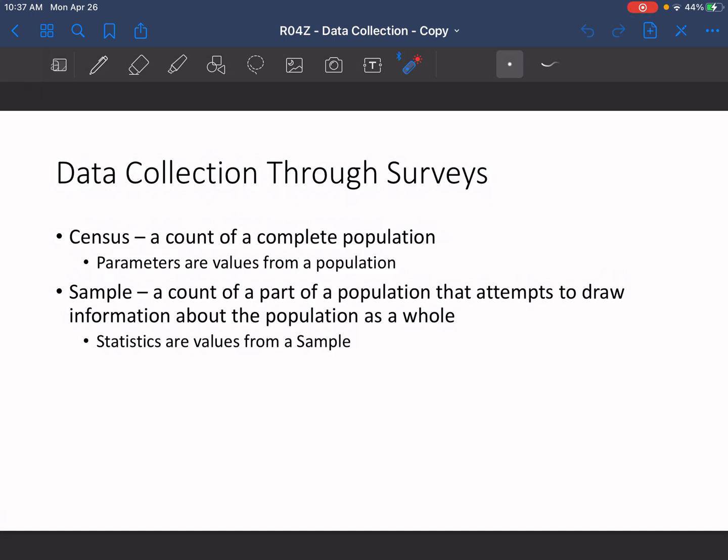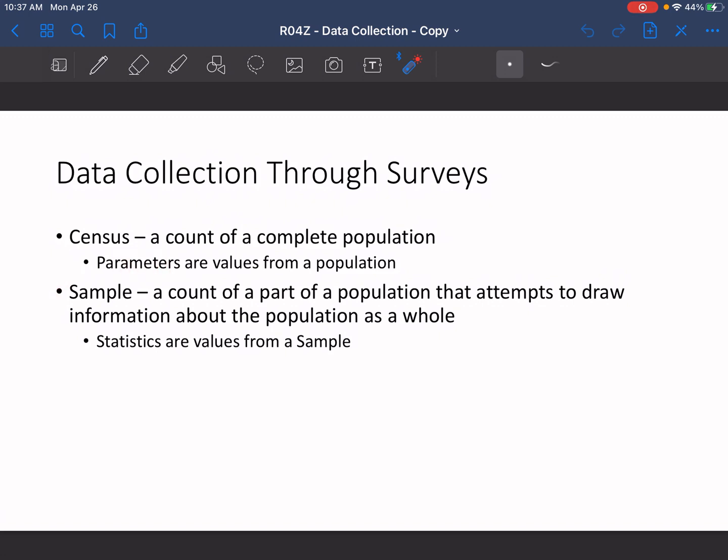The first would be through a census, and that's a count of a complete population. So if we were to take an entire population that we're trying to study and get a response from every single one in that population, then that would technically be a census. When you see the word parameters right here, most of the time you should associate that as basically the numbers that represent a population as a whole. So when you see parameters, you think population.